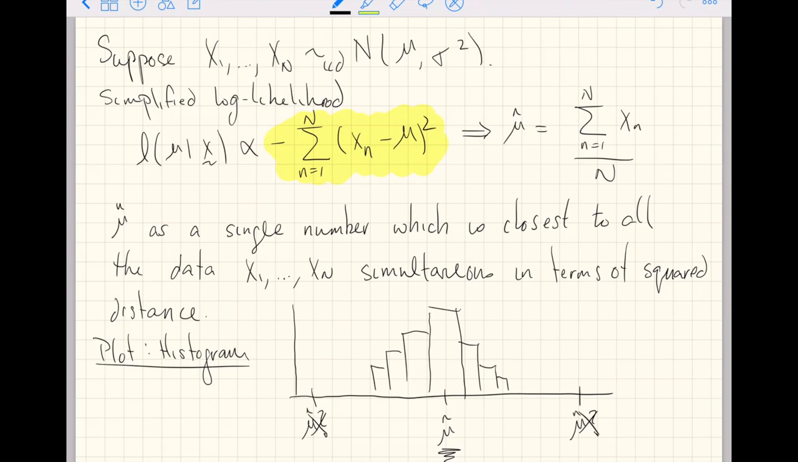Now, you've got to be careful if you have some sort of skewed data, because mu hat is actually going to be pulled towards the tails. The reason is that the sample mean adds up all the magnitudes of the data. And if you have a skewed distribution, then those tail values are really high magnitude numbers, and they will pull the mean towards them. But it all comes back down to this basic formula, where the best guess for the population mean mu is the number which is closest simultaneously to all the data in terms of squared distance.